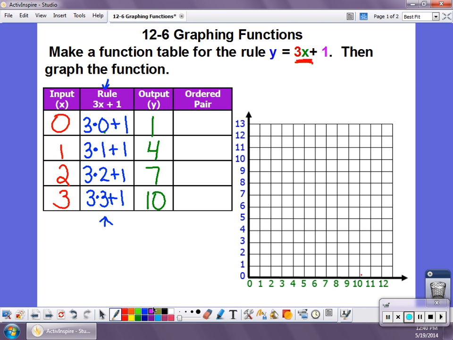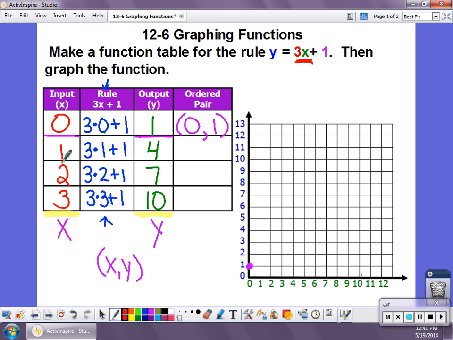Now here's what you need to know. Your input values and your output values are going to go together. These are your x values. These are your y values, and together they're going to create your ordered pairs. So what I'm going to do is take this input value for x, this output value for y, and create an ordered pair that I can graph. 0, 1 is right there, over 0, up 1.